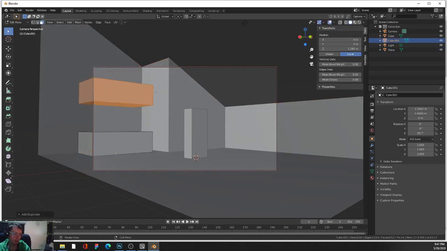Yeah, let's give him a bunk bed. That'll teach those kids.